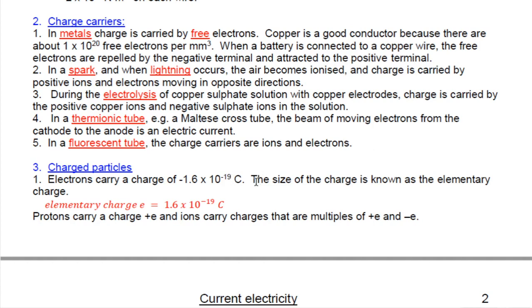Now moving on to charged particles. Electrons carry a charge of minus 1.6 times 10 to the power of minus 19 coulombs. Protons carry a charge of plus 1.6 times 10 to the power of minus 19 coulombs. Now the size of the charge is known as the elementary charge. So it means the elementary charge is e, electrons have a charge of minus e, protons have a charge of plus e.